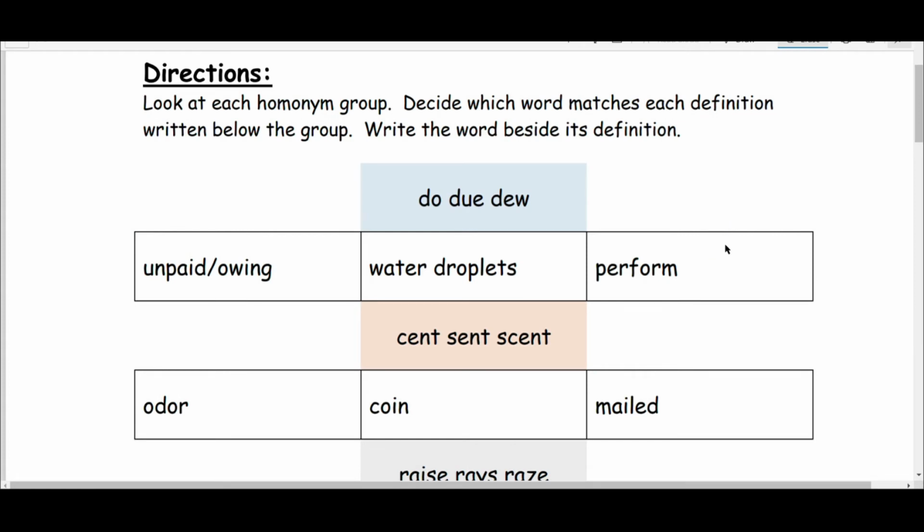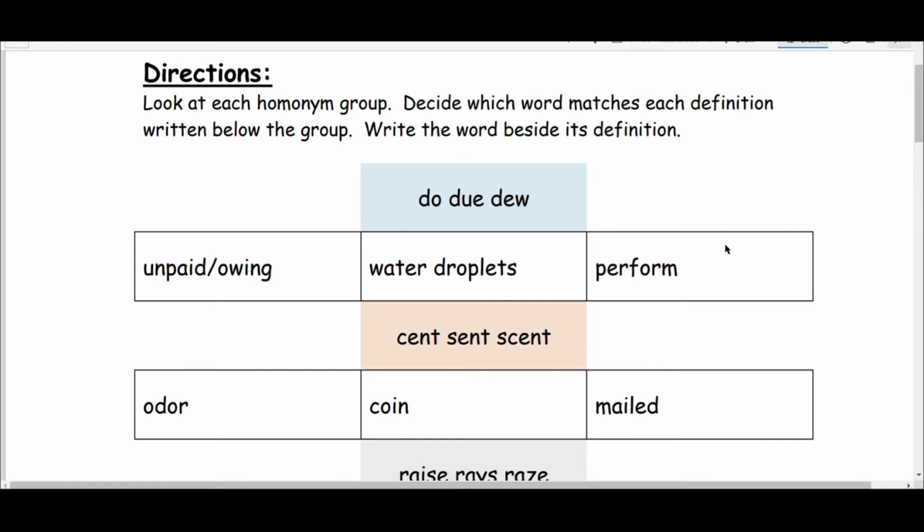I'm Miss Maite and today we're going to do an activity called Homonym Clarity. Let's get started. So what are homonyms? Homonyms are two or more words having the same spelling or pronunciation, but different meanings and origins. With that information, let's try to do two examples.